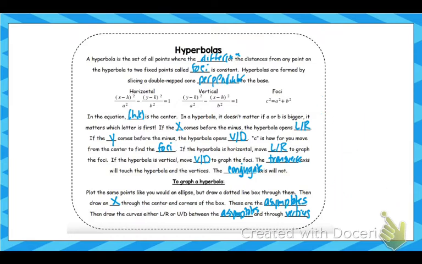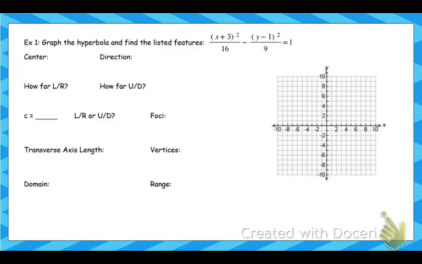So again, the very beginning steps here are going to be no different than what we did for an ellipse. Finding the center, that's the same thing. Look at your X, opposite sign. Look at your Y, opposite sign. Direction, again, it matters which one comes first. X comes first, so this is horizontal. How far left and right? We'll look under the x and square root it. How far up and down? Look under the y and square root it.